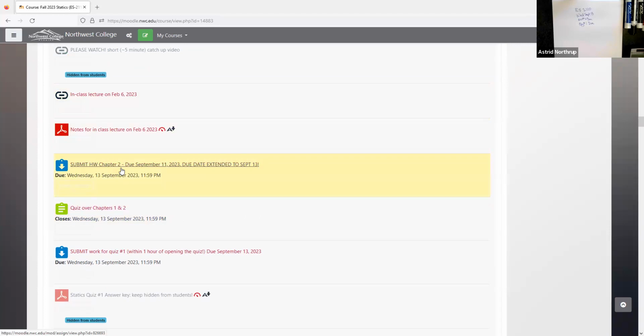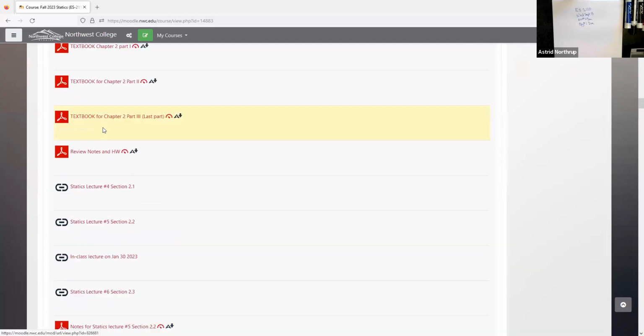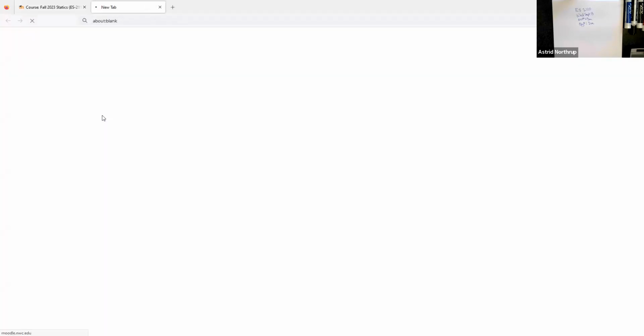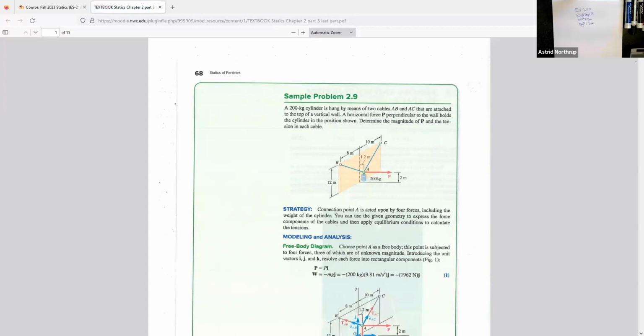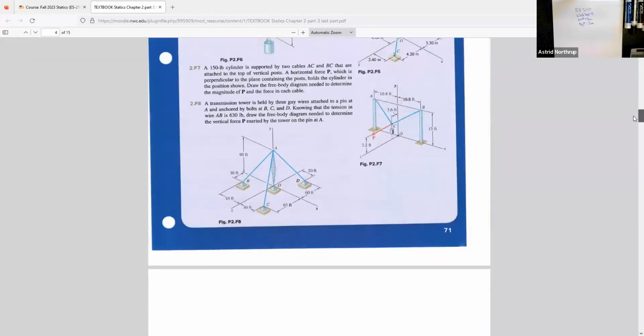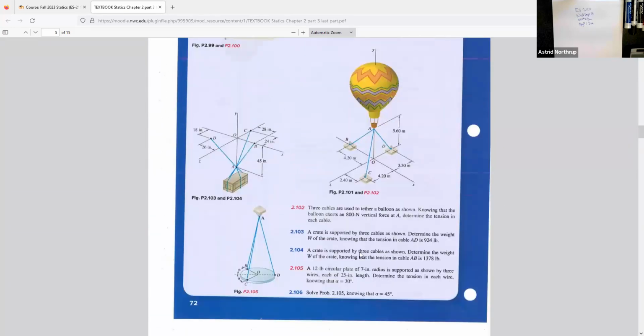And what is your question? What number is the problem? 2.106. All right, let's find the chapter. Is it this one probably? I'm going to find 2.106. Oh, there we go. Solve problem 2.105, knowing that alpha is 45 degrees, correct? Do you have a specific question or would you like me to just work through it? It's a deal. Okay, fine.